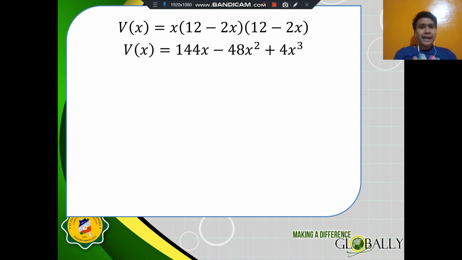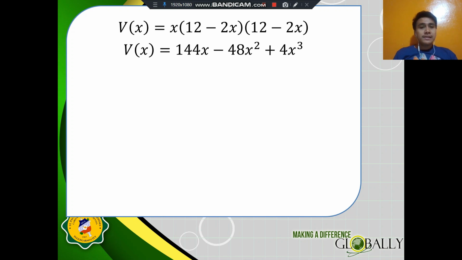So if x is equal to 0, the value of V is also 0, because 144 times 0 minus 48 times 0 squared plus 4 times 0 cubed gives us 0. What if x is equal to 6? The V value is also 0. So the value of x that we wish to find is in the closed interval 0 to 6, because V is continuous on a closed interval.